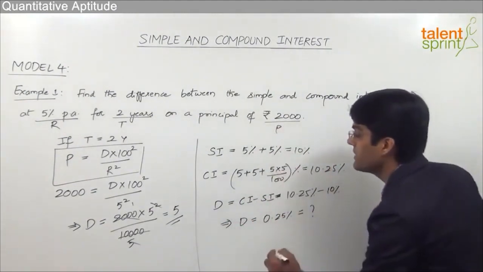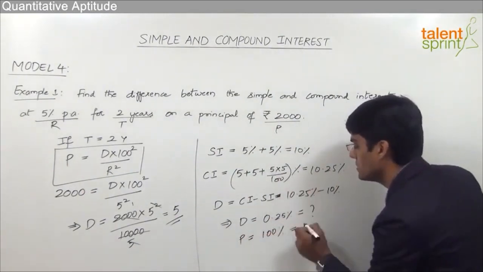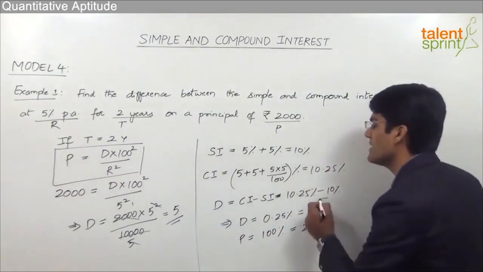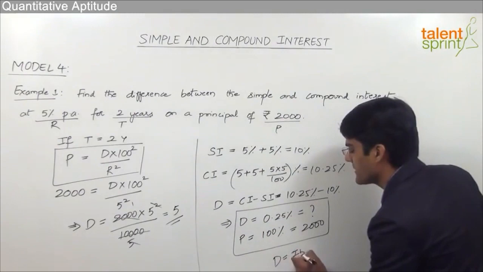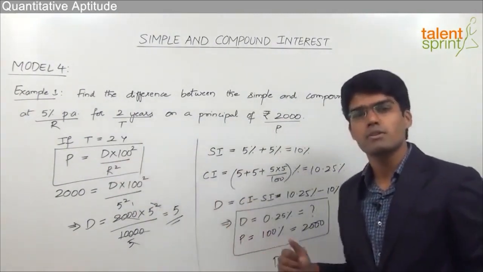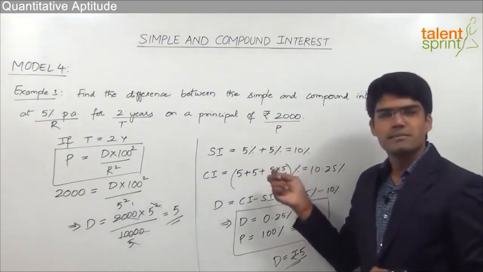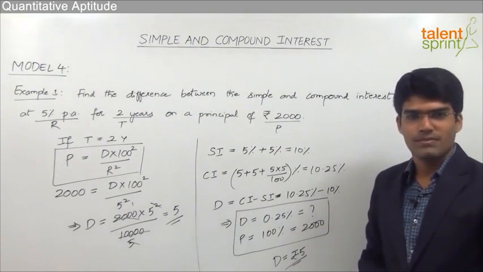And we know that the principal is 2000. So principal is equal to 100%, and that is equivalent to 2000. So again, by cross multiplication, we can find out that the difference here would be 5 rupees. So either we can use the formula, that is P equals D into 100 squared by R squared, or simply find out the simple interest and compound interest and find out the equivalent percentage.